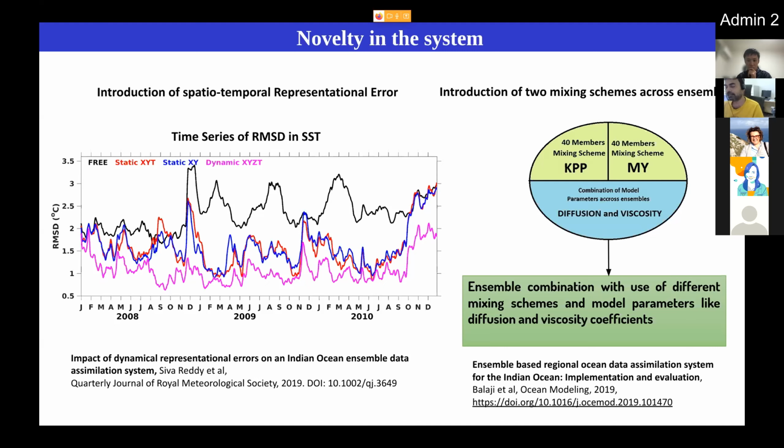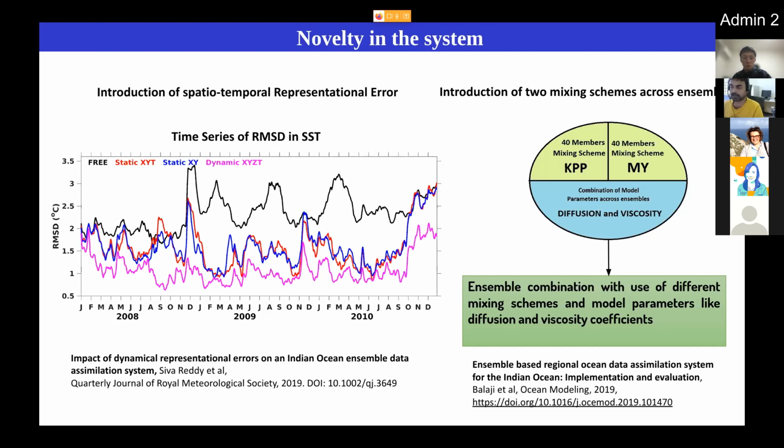We had to do this in spite of a covariance inflation of 10%, because we found that without it, we were unable to keep the ensembles from collapsing. That's the reason we did it. Also, this ensures that we get the benefits of both the mixing schemes. Our previous experience suggests that the KPP mixing scheme works well in the North Indian Ocean domain, whereas Mellor-Yamada works well south of the equator. So to get the benefits of both mixing schemes and to keep the ensemble spread from collapsing, we used this strategy.